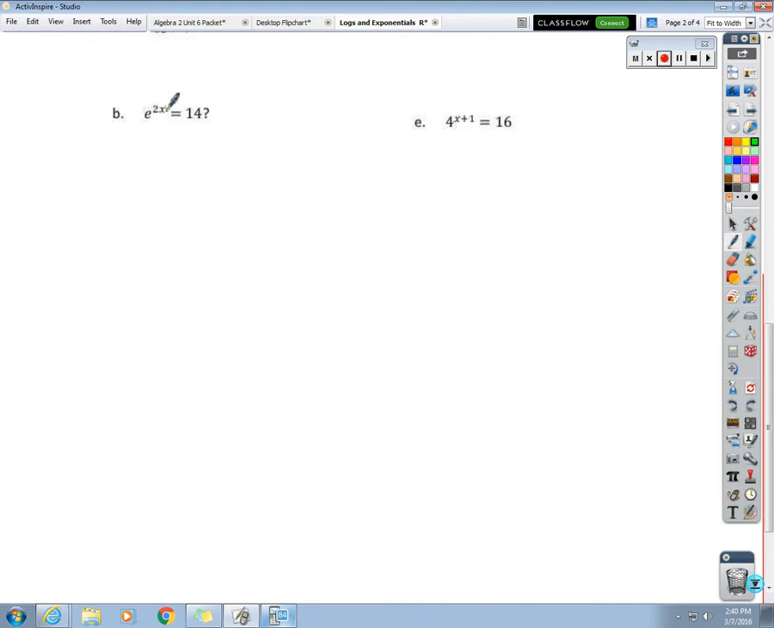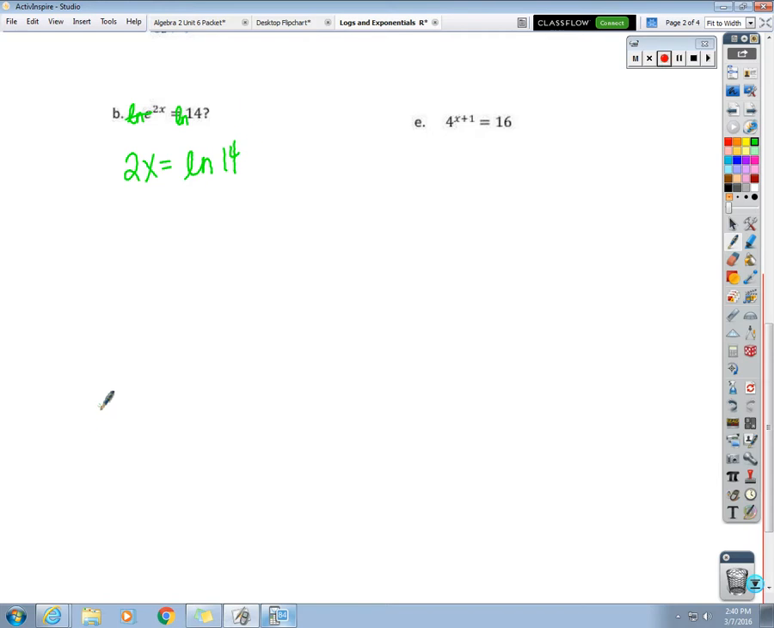Alright, B. How do we get rid of the e? We're trying to get x by itself. So first we need to get rid of the e. How do we do that? Take the natural log. Remember, they're inverses, so they cancel each other out. But whatever you do to one side, you do to the other. So I take the natural log of 14. These cancel. 2x now equals the natural log of 14.